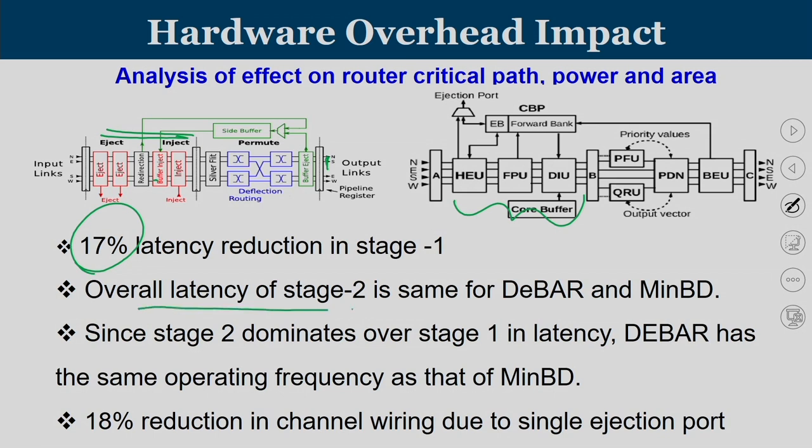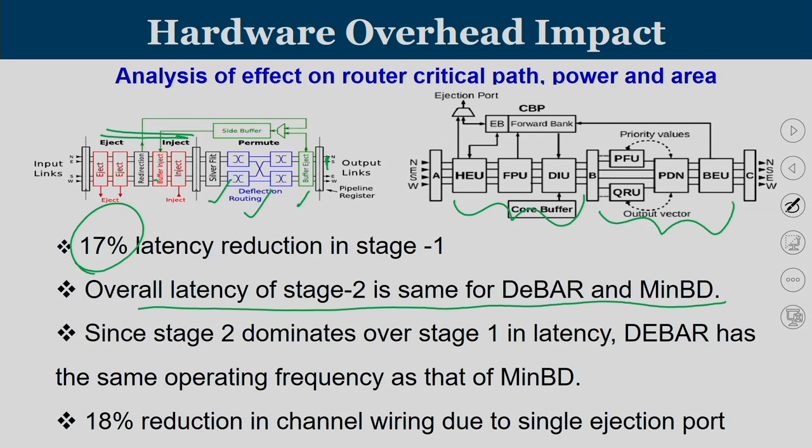But the overall latency of stage 2 is the same. Because stage 2 is more or less the same: you have a silver flit, you have a permutation deflection network and buffer eject. Here also you have a routing mechanism that takes care of the priority, plus PDN, plus buffer eject. So, stage 2 is basically the same.